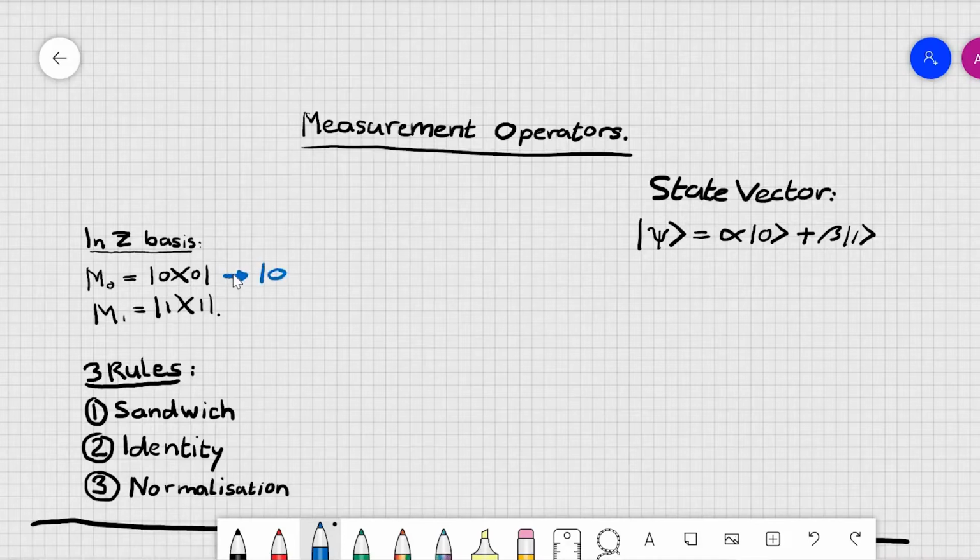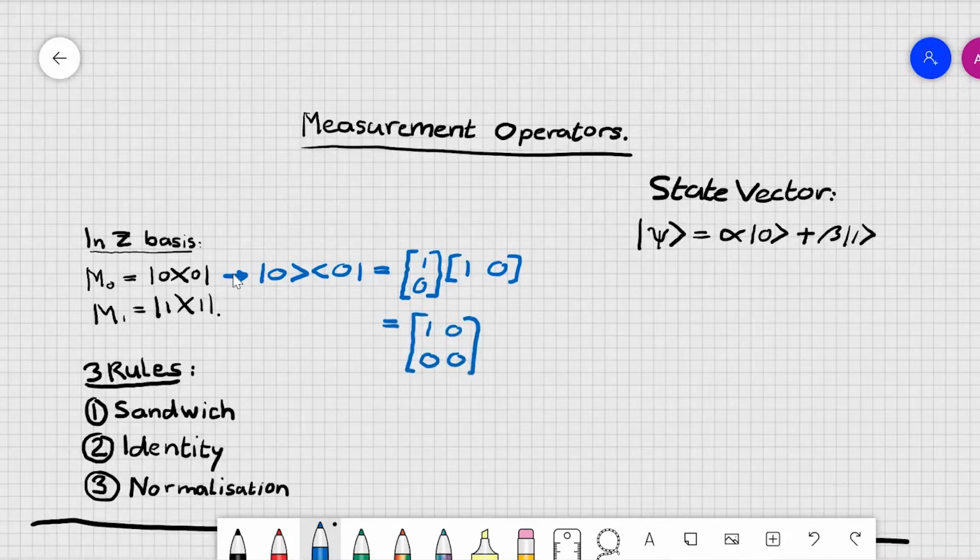So for example, |0⟩⟨0| is nothing else than just ket 0, bra 0. So just a multiplication of the column vector (1, 0) and the row vector (1, 0), which results in a 2 by 2 matrix [[1, 0], [0, 0]]. Likewise, the measurement operator |1⟩⟨1| is the matrix [[0, 0], [0, 1]].